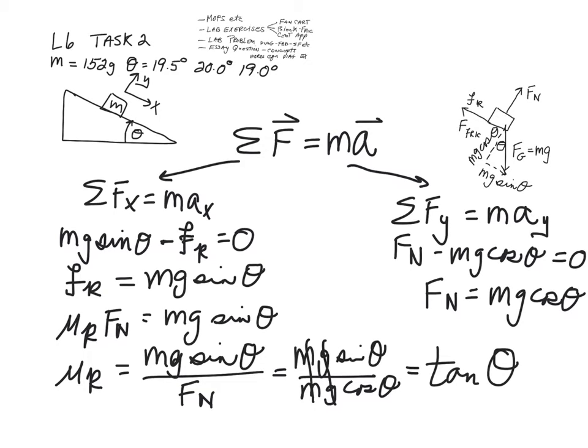So if I go back to my data, I would average those three values, and I would get an average of 19.5 degrees. And so when I put 19.5 into my calculator and take the inverse tan, I will get the answer to 3 significant figures for the coefficient of kinetic friction.